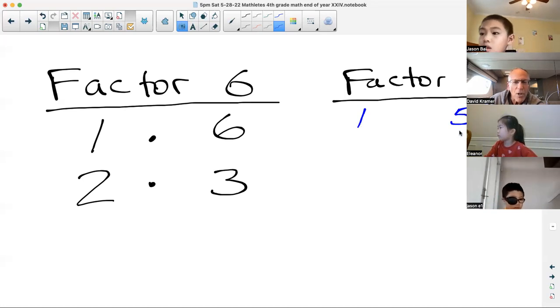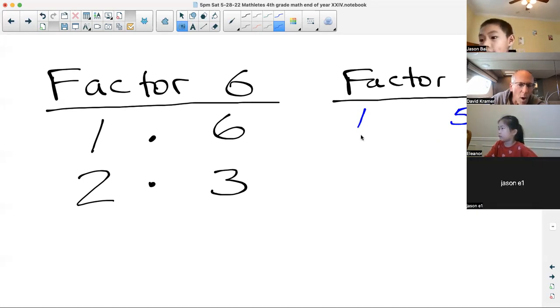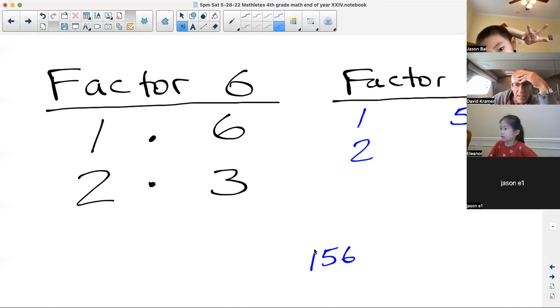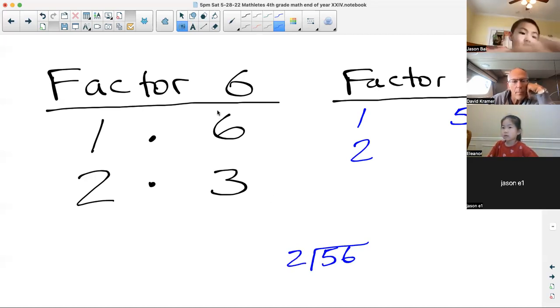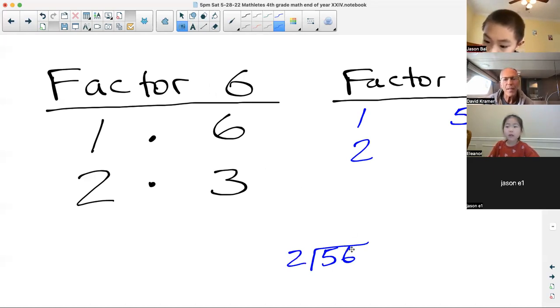That's right. So everybody, if you double the 1, what is 1 doubled? 2. Right. And what is half of 56? And you could even write that down. You could even write 56 divided by 2. Go ahead, write that down. And so we're looking at 56 divided by 2. So did you write that down?